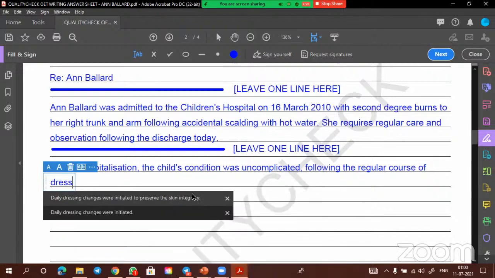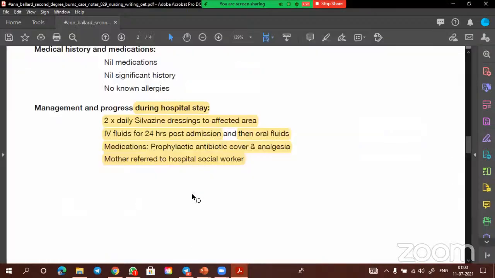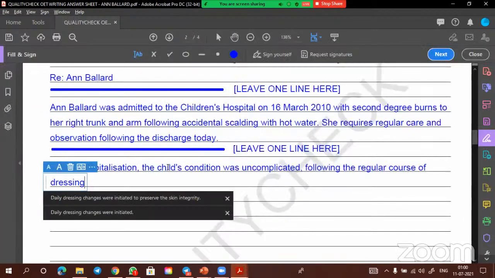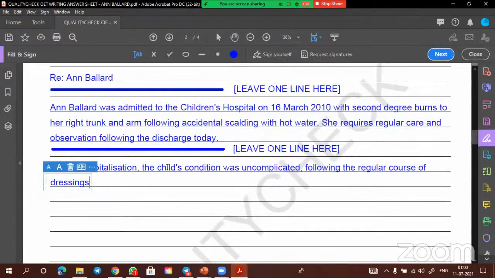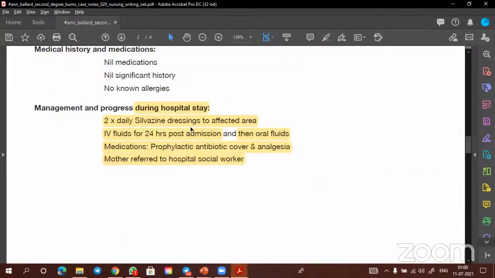So dressing. Daily dressings. So this is very important. Singular and plural. So daily dressings. So how mistakes may happen, you have to be very careful. Regular course of dressings. Okay. Then comma. Number one is over. Number two.